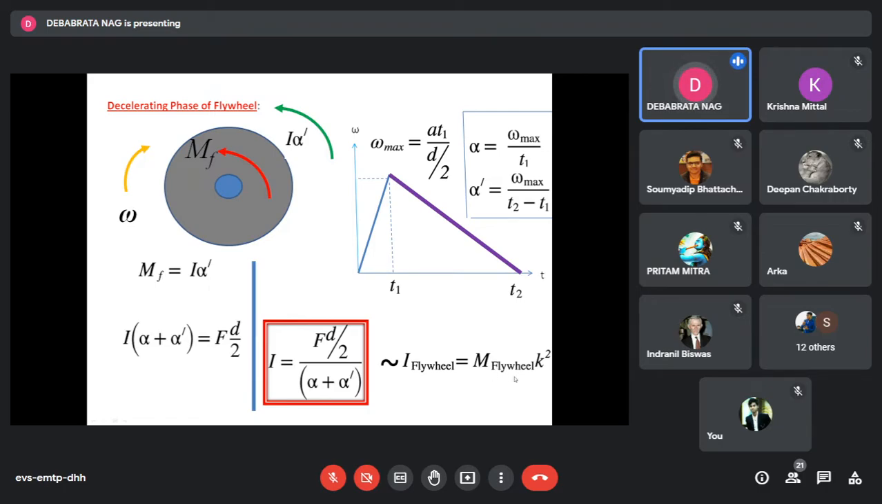So from here, I can calculate the mass moment of inertia. From here, I can calculate the radius of gyration, provided I know the mass of the flywheel. If I know the mass of the flywheel, I can calculate the whole thing. So through the experiment, we are able to calculate the mass moment of inertia of the flywheel about the axis of rotation, as also the radius of gyration of the flywheel about its own axis of rotation. So both the purposes of our experiment are therefore done.